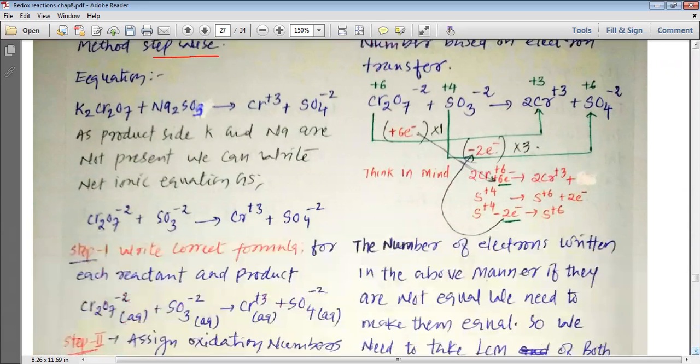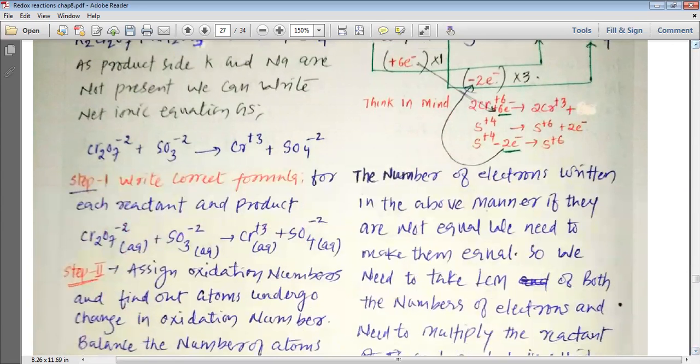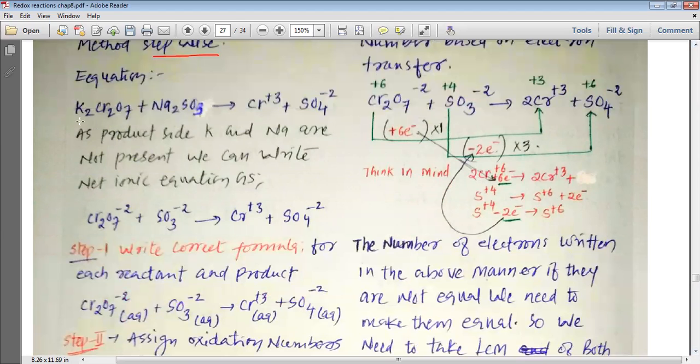So for the given question, my dear students, first we need to write the equation. So we have potassium dichromate and sodium sulfite. They react with each other to give chromium plus 3 ion and SO4 minus 2. Now here the sodium and potassium ions are not seen on the right hand side. So we can consider them as spectator ions. These ions are known as the spectator ions.